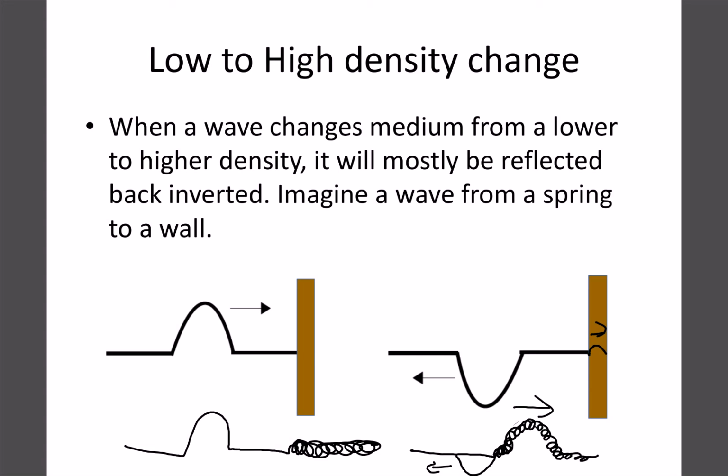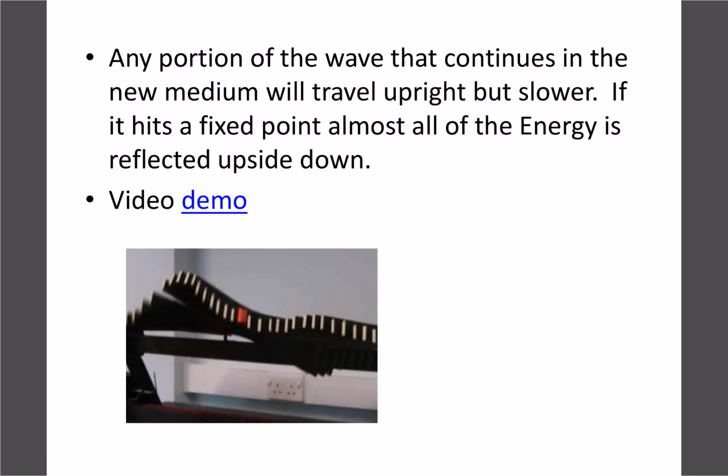So here's another video you can watch if you click on the notes. This is basically just a guy who has a wave machine set up and it's just hitting the end. So you can see in this case the wave is upright. When it hits the wall over here somewhere, it reflects back in the opposite direction and it's upside down.